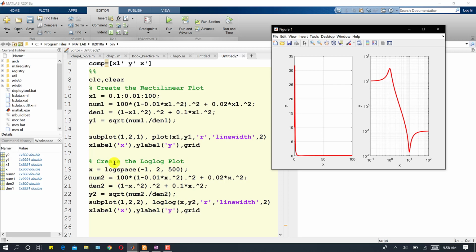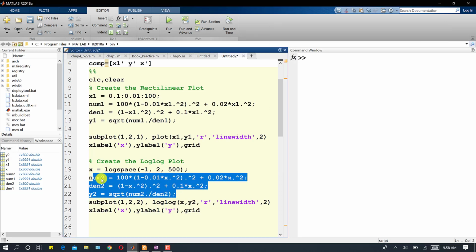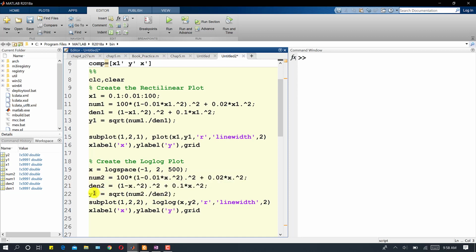Then we will use numerator 2 and the denominator, and divide both of these. Again, this time the y2 function will be evaluated for these logarithmically spaced x values. Then we will use subplot 1, 2, so it will be the second plot. This time, instead of the simple plot, we will use a log plot, so we will write loglog. MATLAB will automatically plot log x values and log y values. So it will be x, y2, and again the same commands.